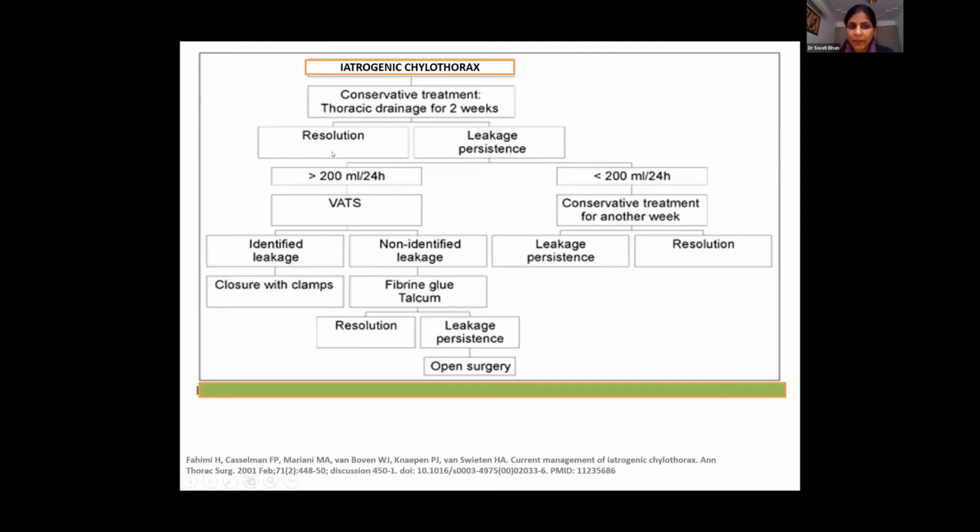However, if it is still persisting, we should follow this pathway: if the leak is more than 200 ml per 24 hours, we should do a video-assisted thoracoscopic surgery, identify the leak and close it with clamps. If with VATS we are still not able to identify the leak, we can use fibrin glue or talcum, and it might resolve, but in very, very rare cases, the leak might persist and an open surgery might be required.